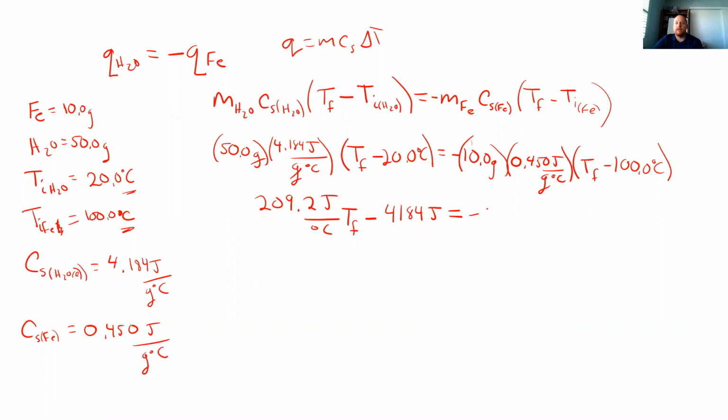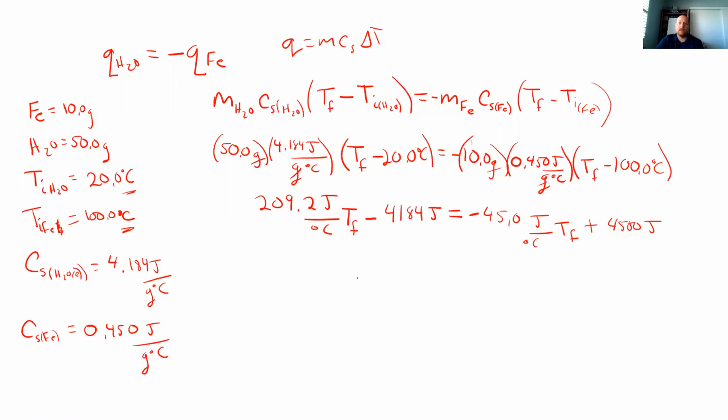And that'll equal negative 45.0 joules per degree C, because again, those are going to go away, times the final temperature, plus, because we've got to remember we're distributing the negative sign here. So we've got a negative there, and then the negative gets distributed there as well. Turn that into a positive, and we get 4,500 joules.